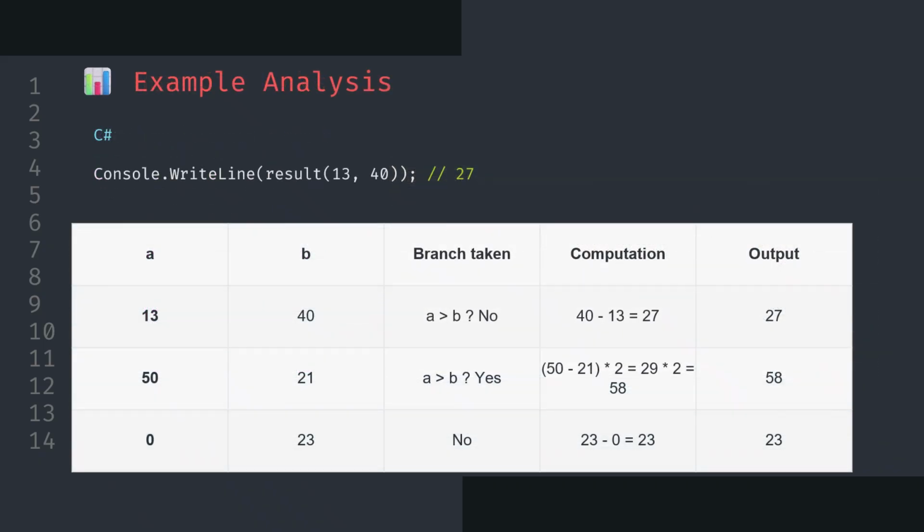Let's step through the examples. For 13 and 40, the a greater than b test is false, so we return 40 minus 13, which is 27. For 50 and 21, the test is true, so we compute 50 minus 21 times 2, which gives us 58. And for 0 and 23, we return 23. The table shows how branch selection changes the arithmetic.